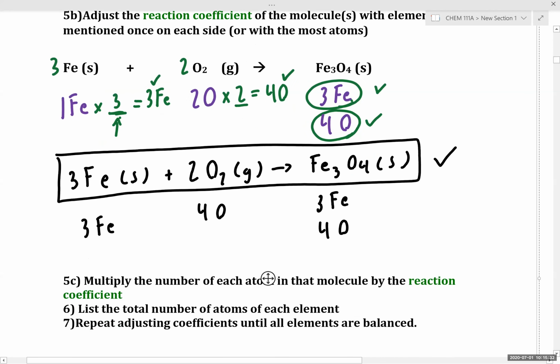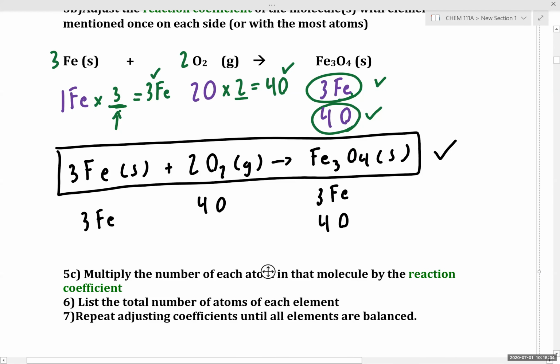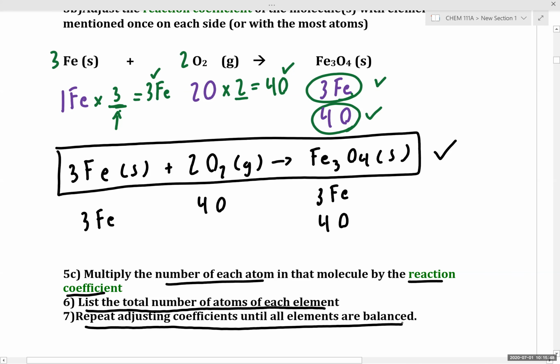So if you're dealing with a more complicated chemical equation, just as a refresher, to revise your count, you multiply the number of each atom by the reaction coefficient. We relist the total number of atoms of each element, and we repeat adjusting our coefficients until all of our elements are balanced. Does this process make sense to everyone so far?